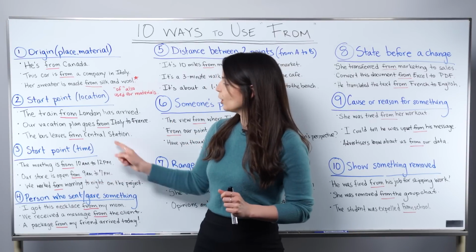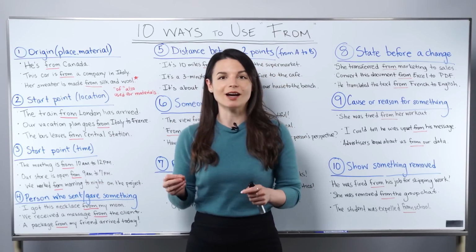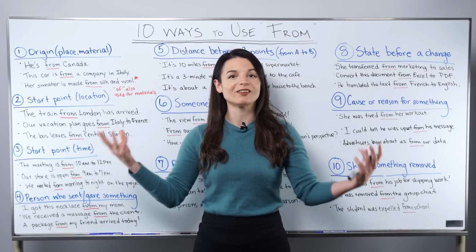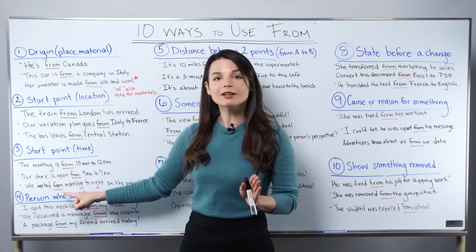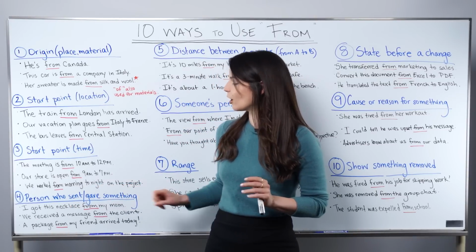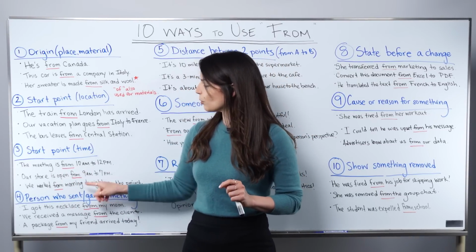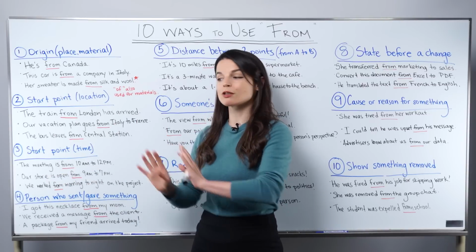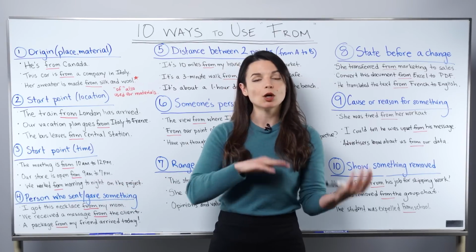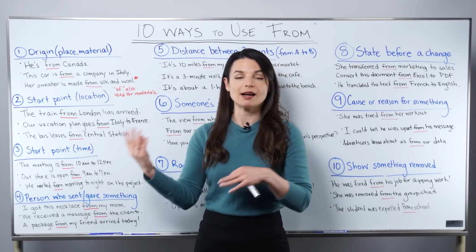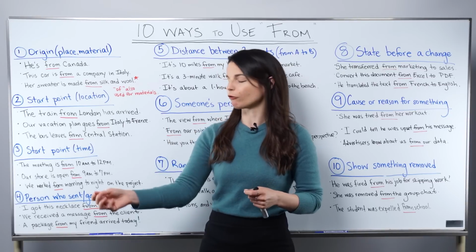We can also use this use of from with things that are not specific times, but rather just general periods of the day. In this example, we worked from morning to night on the project. So this shows that the activity start point was morning. We worked from morning, early in the day, to night. So again, we're showing the time period that an action happened. The start of that time is shown with from.